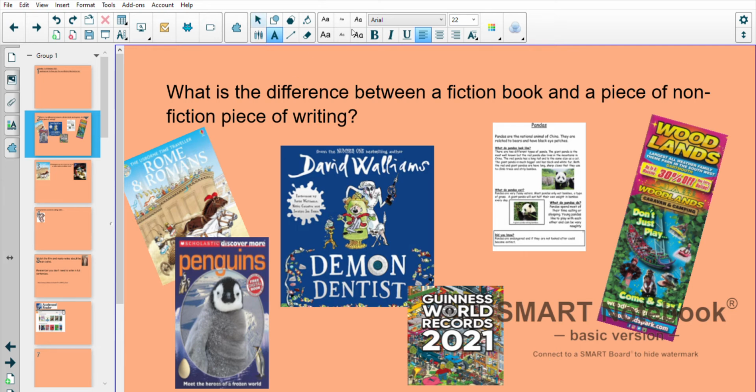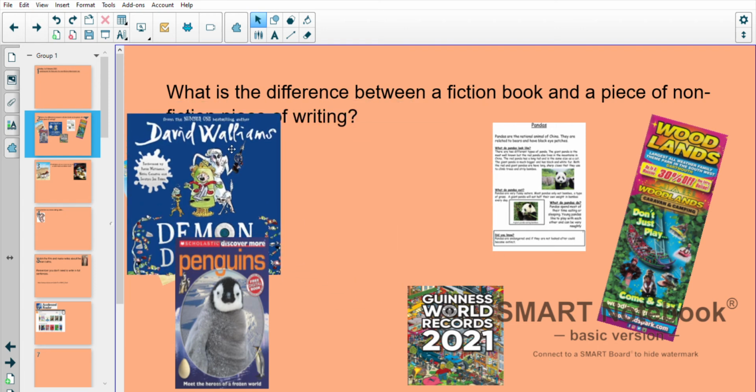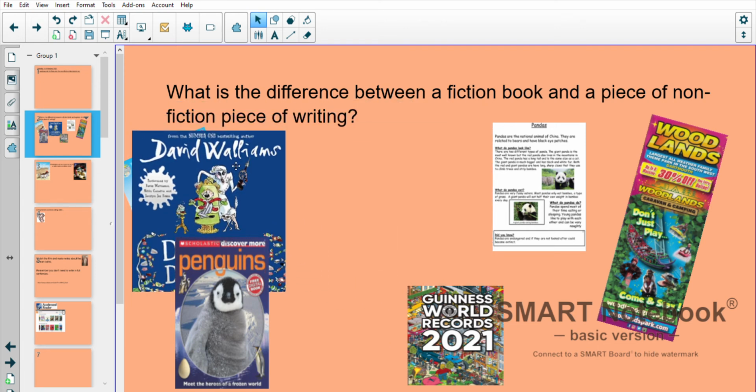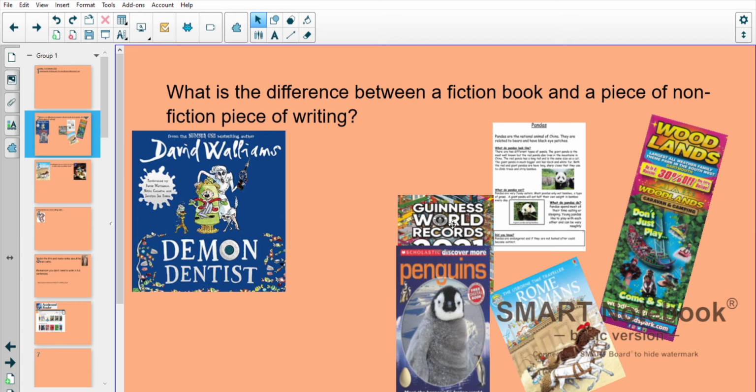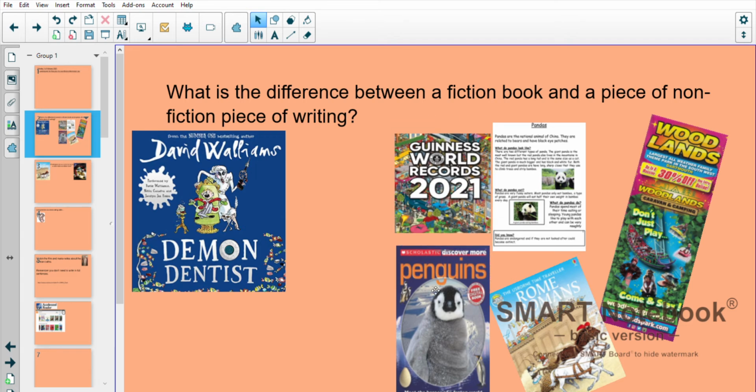Now the only fiction one there is David Walliams' Demon Dentist. Some of you might have read that. And that is fiction because it is a story. It's made up. There's new fictional characters. And the others are all non-fiction. Now this is the one we did before Christmas, penguins, and we found lots of different facts in the penguin book.